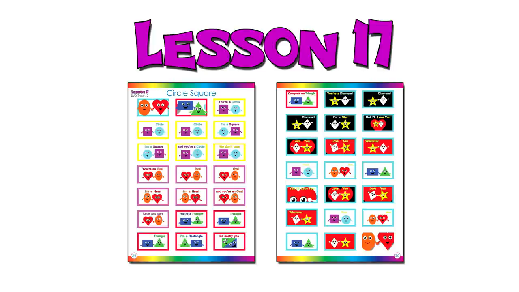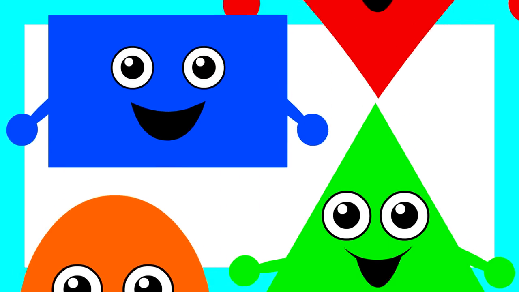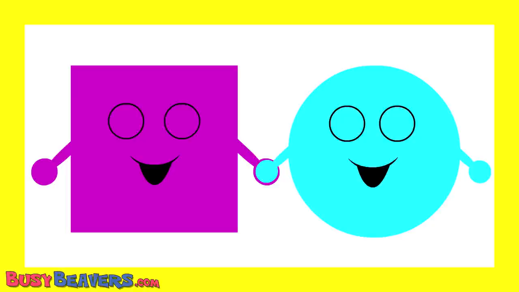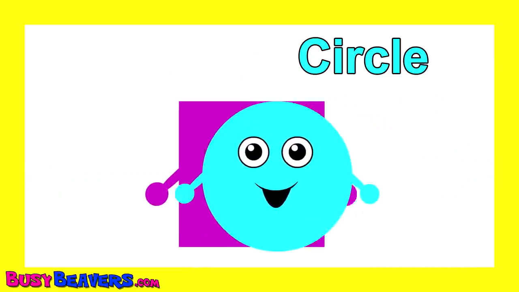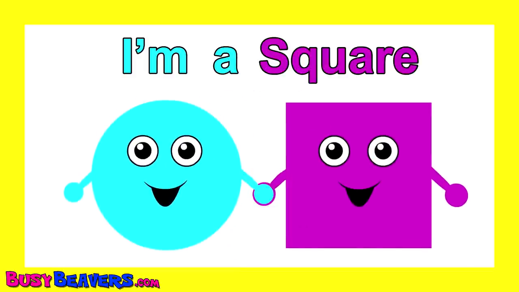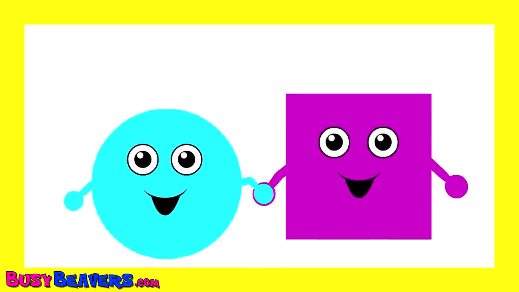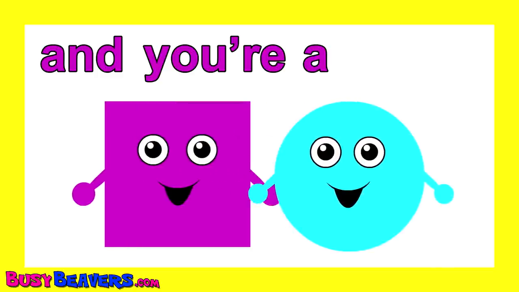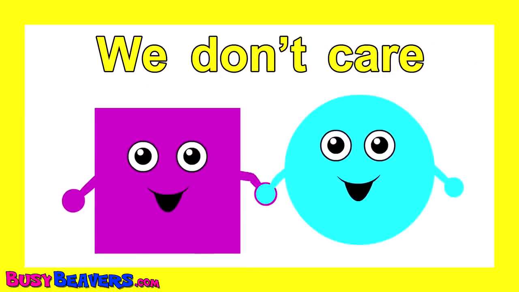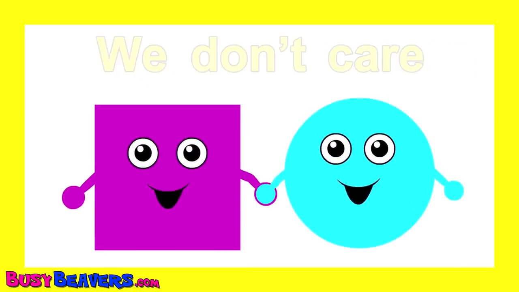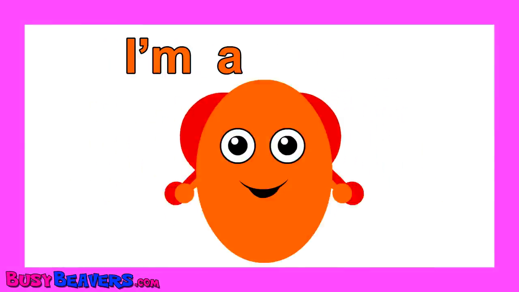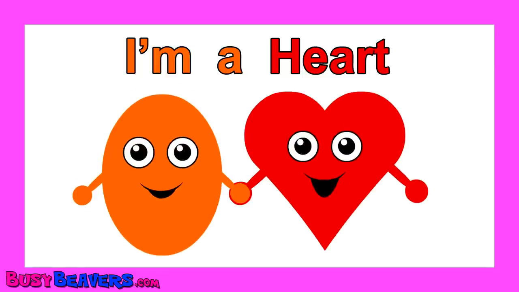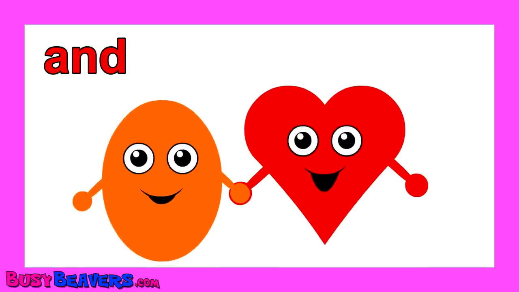Lesson 17. Circle Square. You're a circle, circle, circle. I'm a square. I'm a square and you're a circle. We don't care. You're an oval, oval, oval. I'm a heart. I'm a heart.